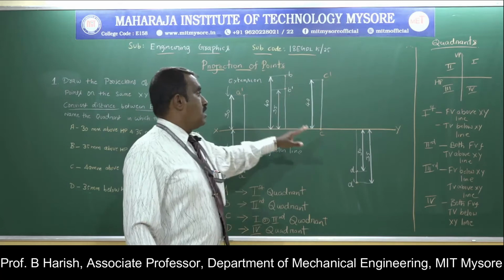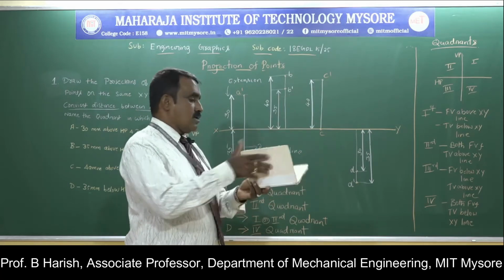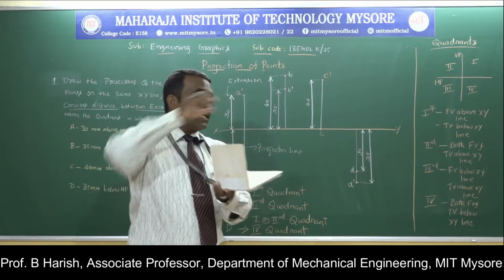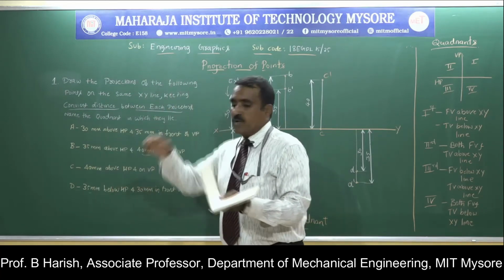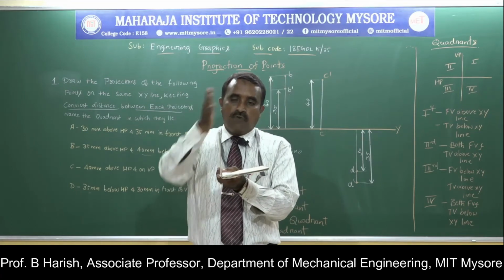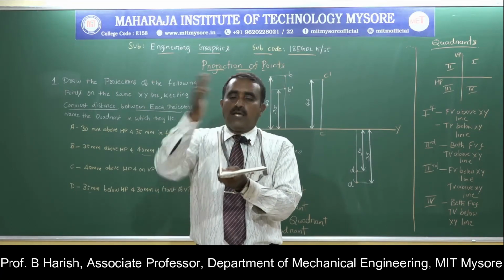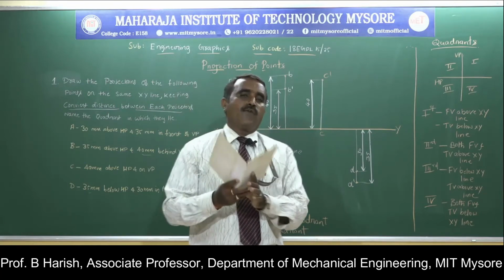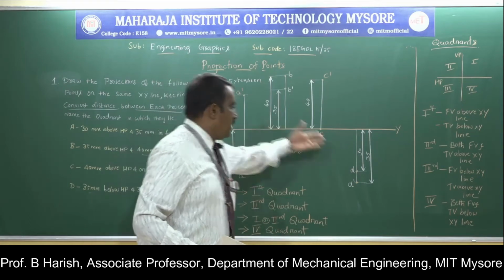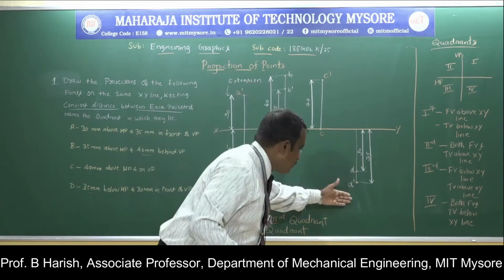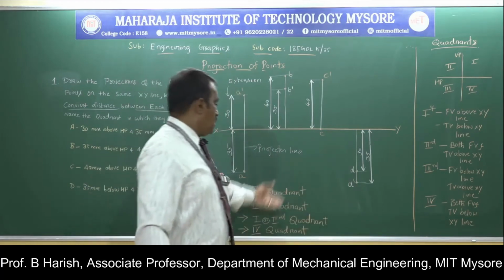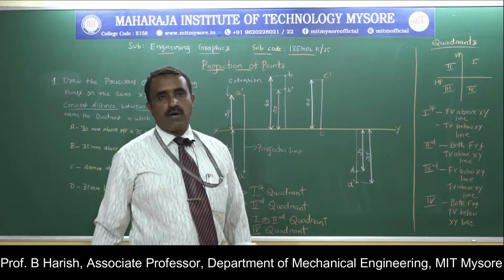So here it can be in the first or second quadrant. How? It is telling that the point is on VP, so it can be in front or it can be behind. If you take it in front, it will be in the first quadrant. If you consider it to be behind, it will be the second quadrant. Hence the point is in the first or second quadrant. Then come to the fourth one, where both top and front view are below the xy line, just opposite to the second quadrant. Hence the point D is in the fourth quadrant.